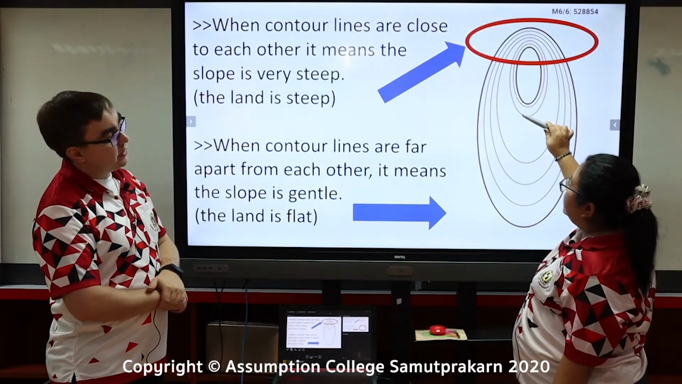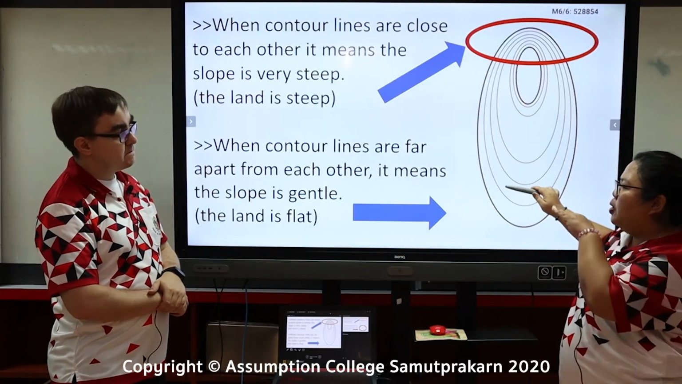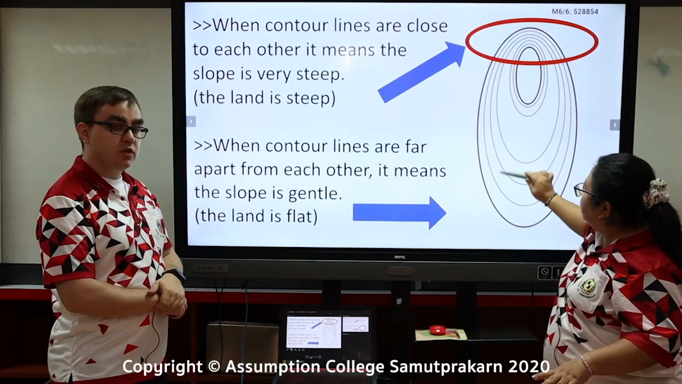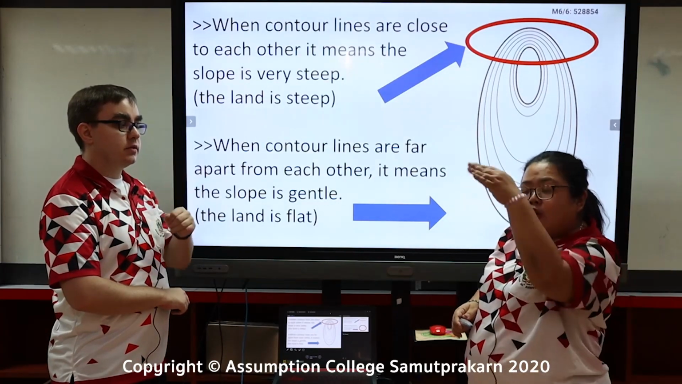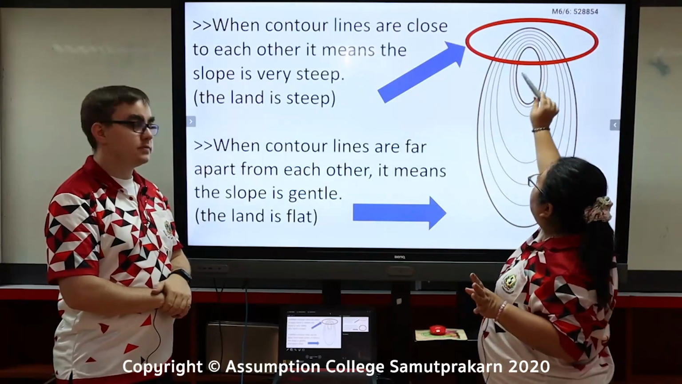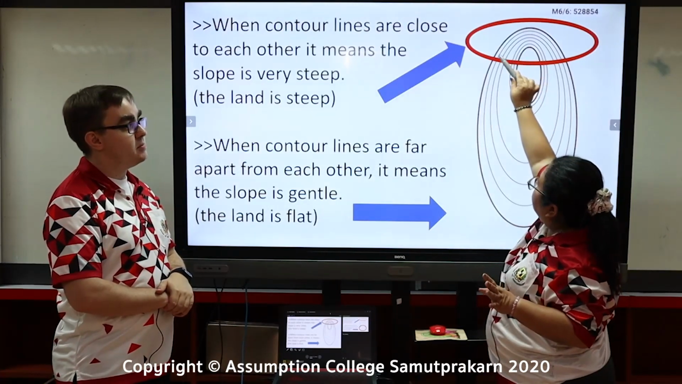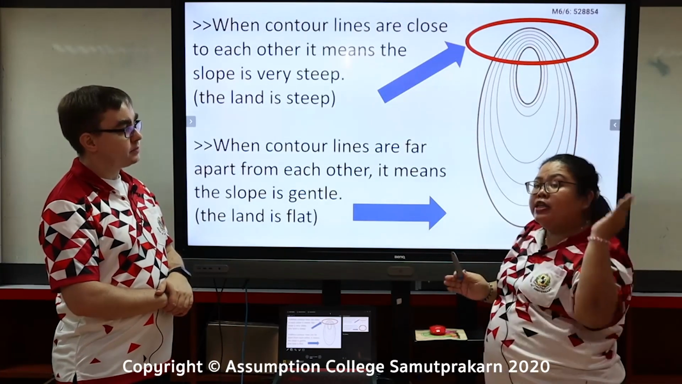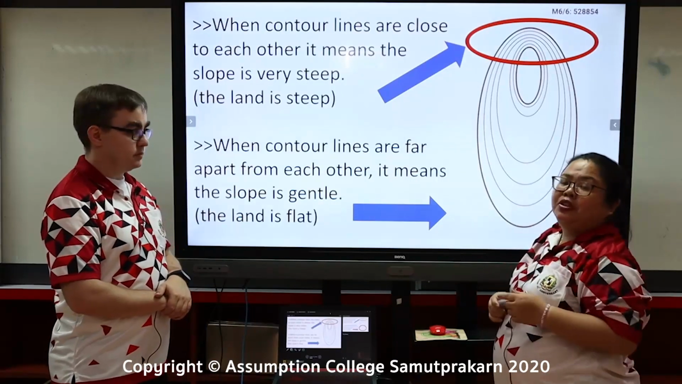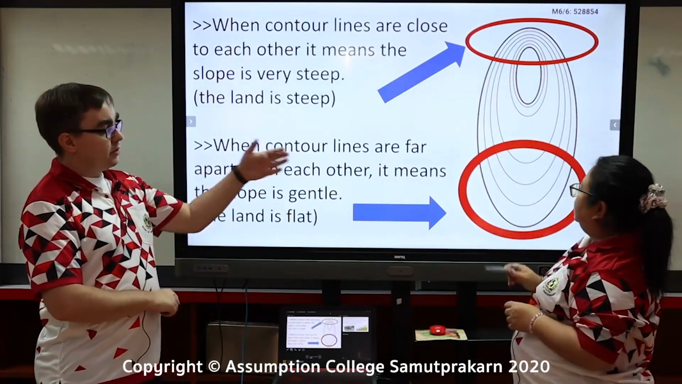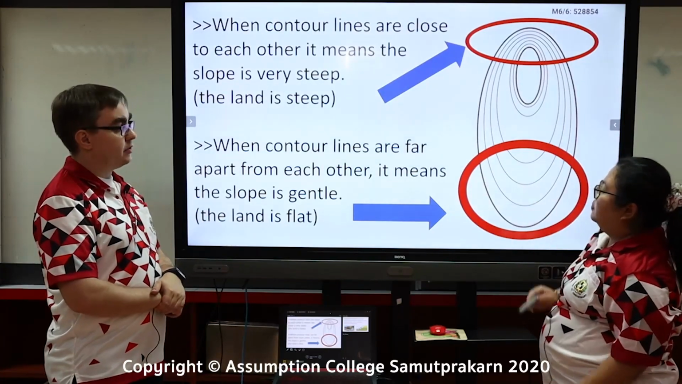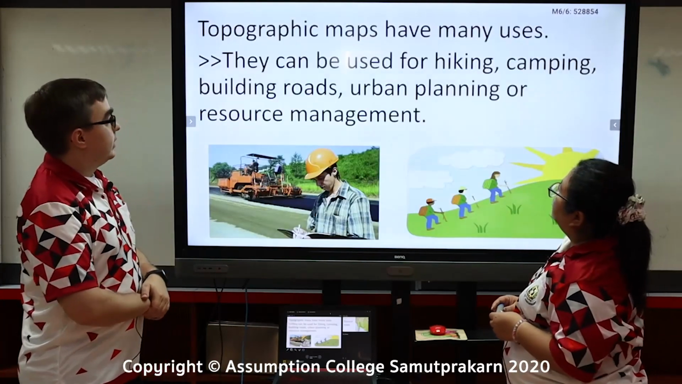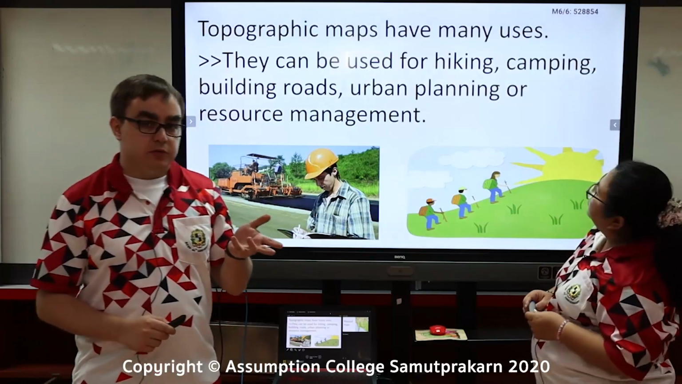As you can see there. But if they are far apart, the slope is gentle. Yes, the slope is gentle. ค่อยๆ slope แต่ถ้าเส้นคอนทัวร์ไลน์อยู่ใกล้ๆกันโคสมันจะทำให้เกิด steep สูงชันโอเค So in this case the slope is gentle. The land is flat.